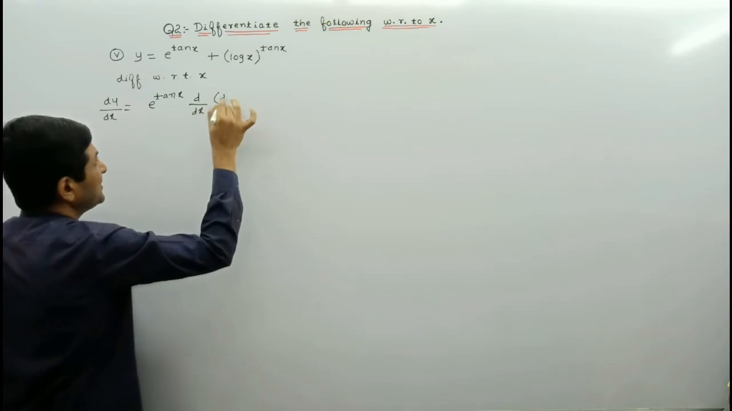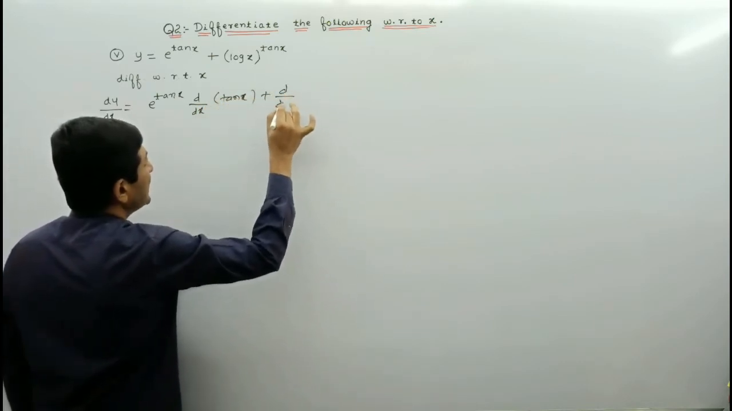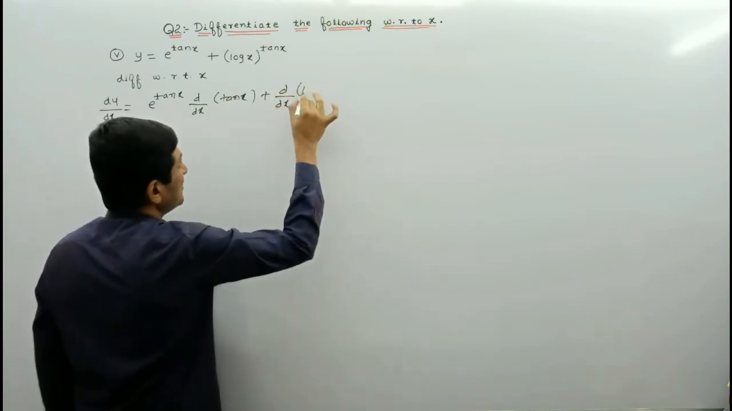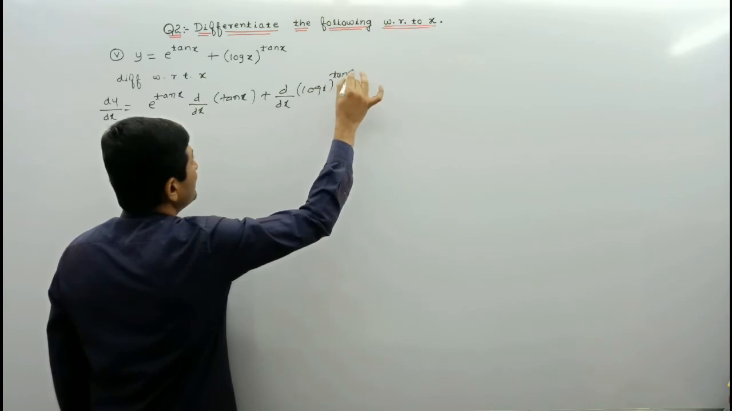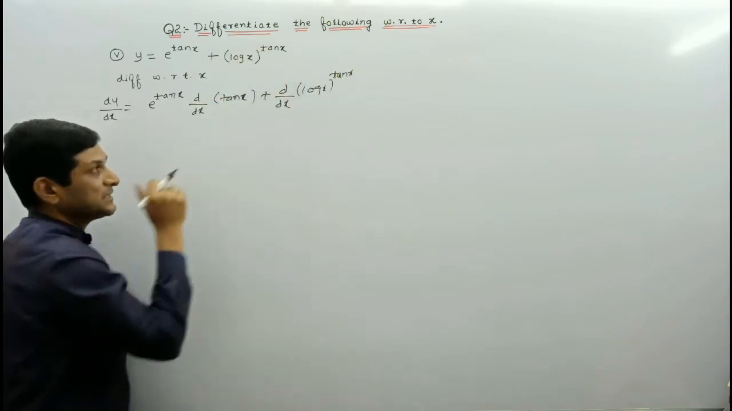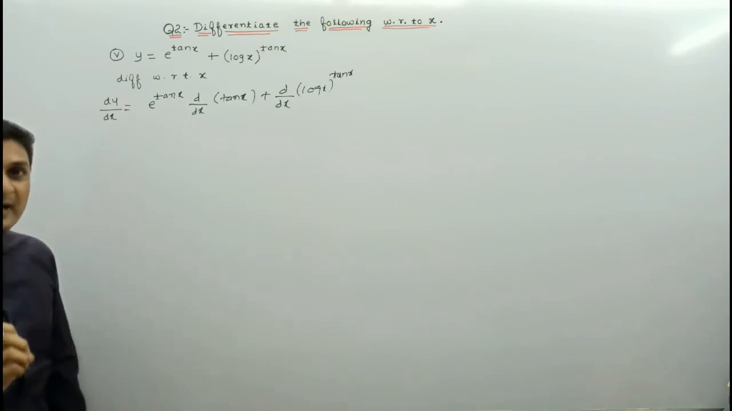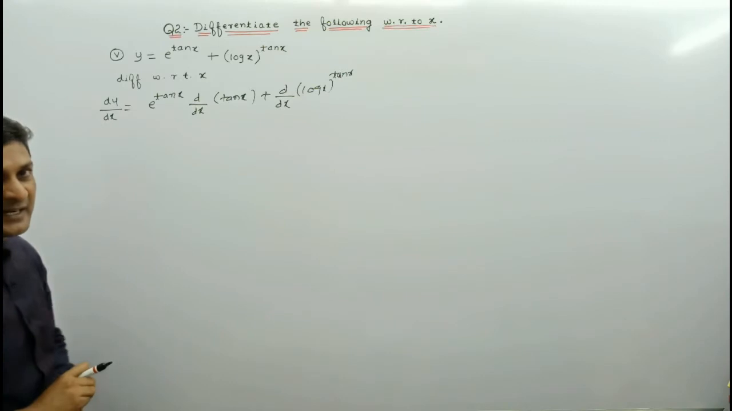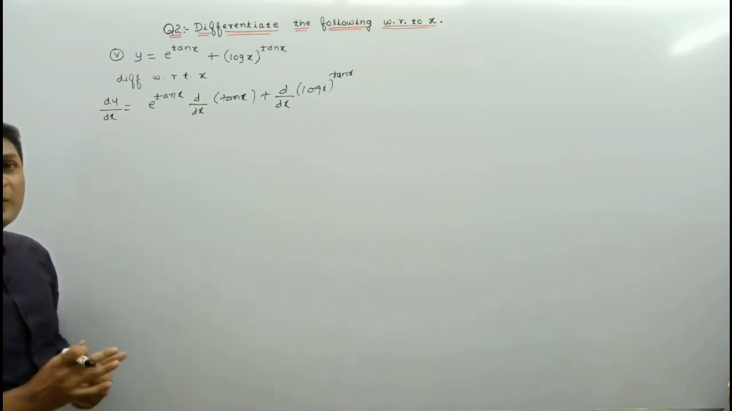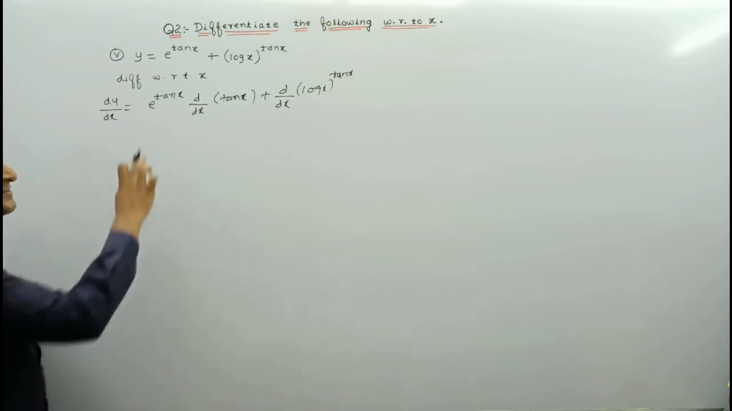f of x is what here? tan x, plus the derivative of the second term, meaning the derivative of log x raised to power tan x, because we are not able to differentiate as it stands, because it is in the form of f of x raised to power g of x. For that purpose we have to apply the logarithmic differentiation method. This means its separate derivative we have to find. The first term is already in the form of standard formulas, so directly we are able to find its differentiation.